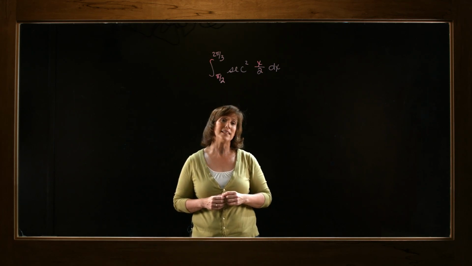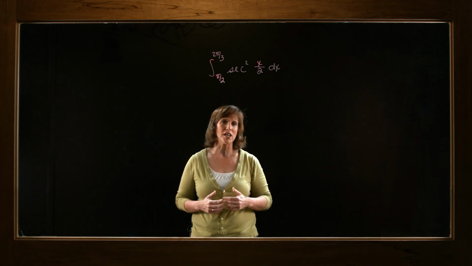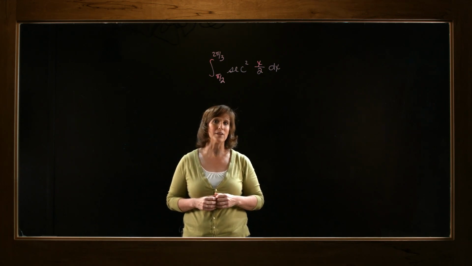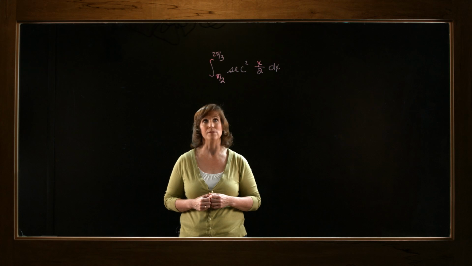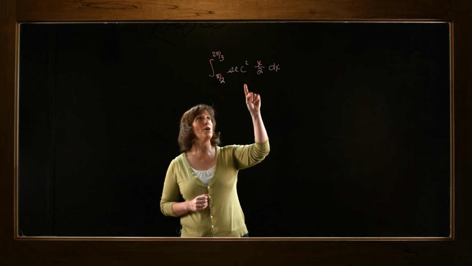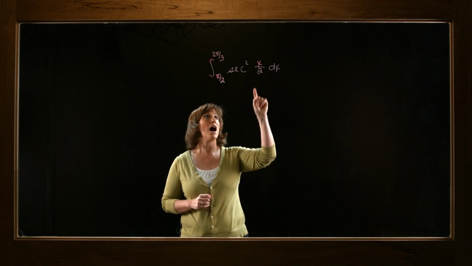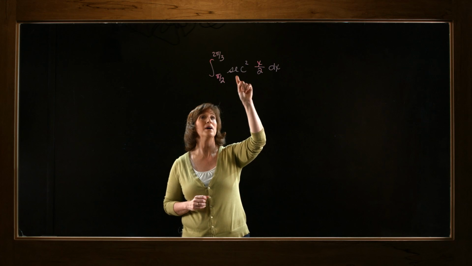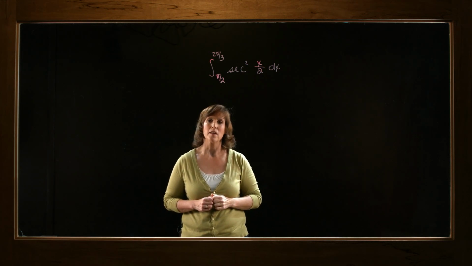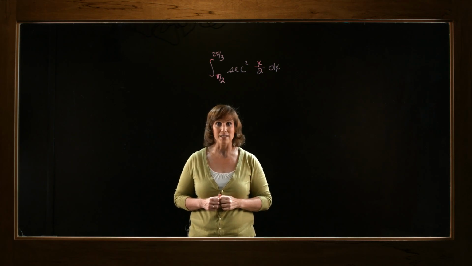Now, I notice that this integral is too complicated to just use my basic integration techniques. So I have to look at what other techniques I can use. Well, when I look at this, I notice that I have a composite function. I'm composing x divided by 2 and the secant squared function. So I'm going to use the substitution technique.